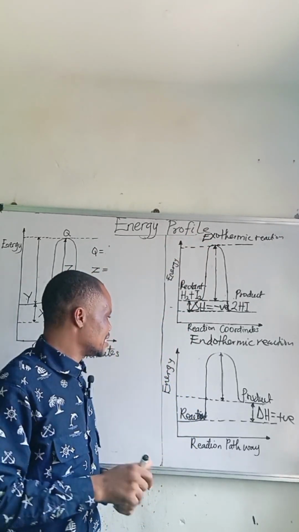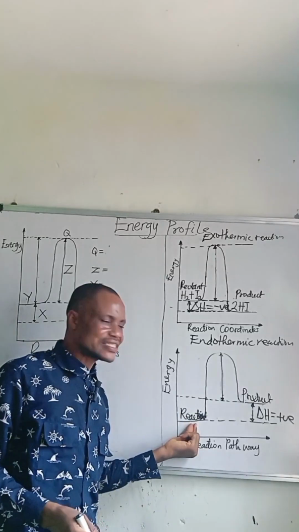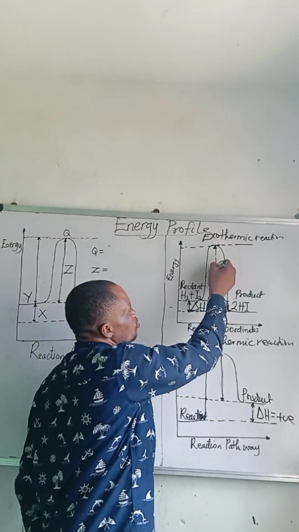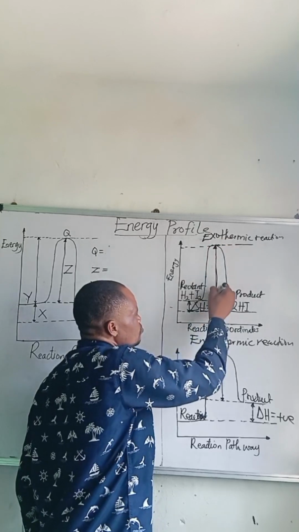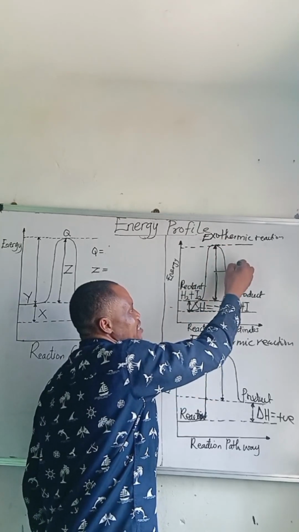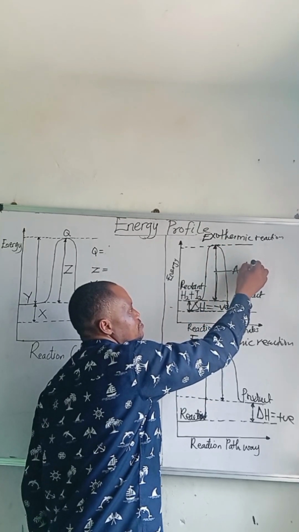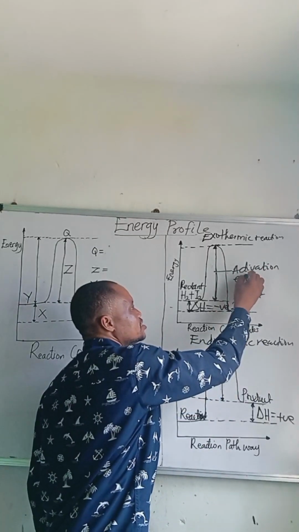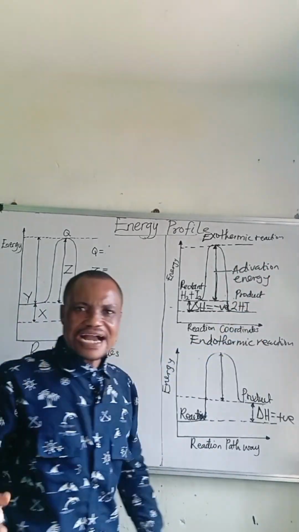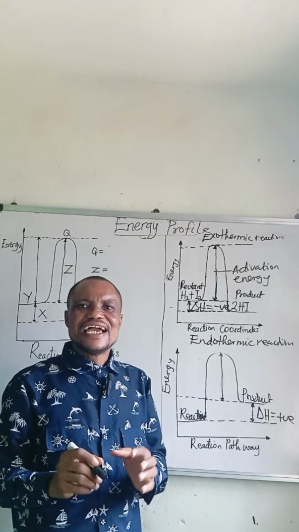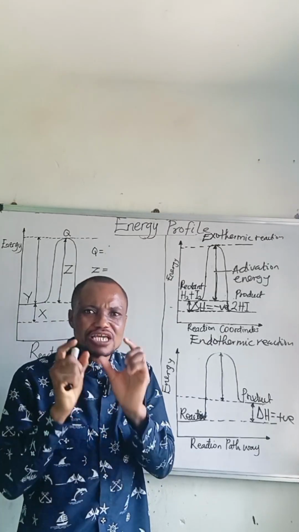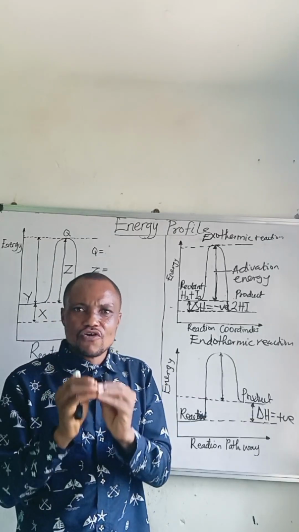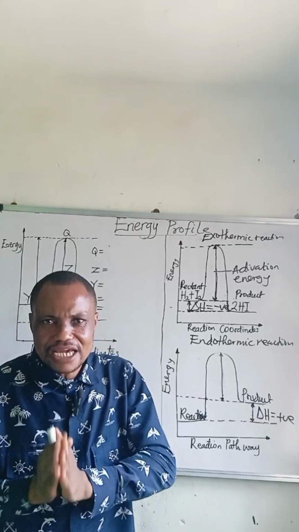Okay? Now, remember that this is the reactant and here is the what? The product. Now, look, from here to here is known as activation energy. And what then is activation energy? Activation energy is the energy barrier or the minimum energy that must be overcome for chemical reaction to take place.